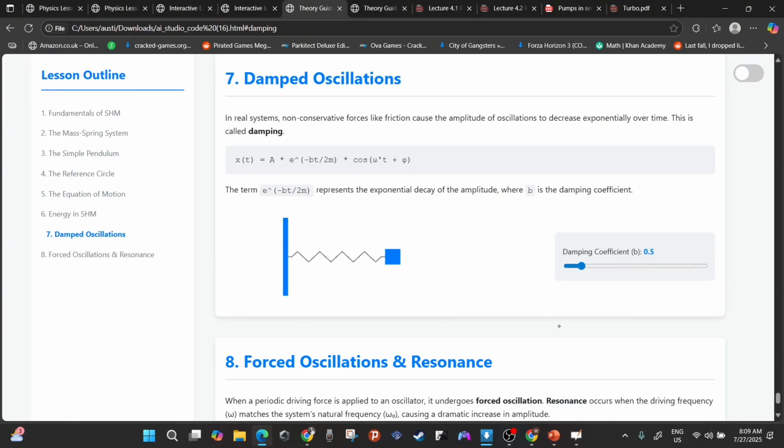Now looking at damped oscillations, which we go into with damping, right? You don't necessarily need to know this, but you just need to know about damped oscillations. You don't need to know the formulae, if I'm not mistaken. But yes, basically in real systems, non-conservative forces like friction cause the amplitude of oscillations to decrease exponentially over time. And this effect is called damping. So as I told you, we were looking at ideal cases where there would be no friction, but we know in real life there is friction, right?